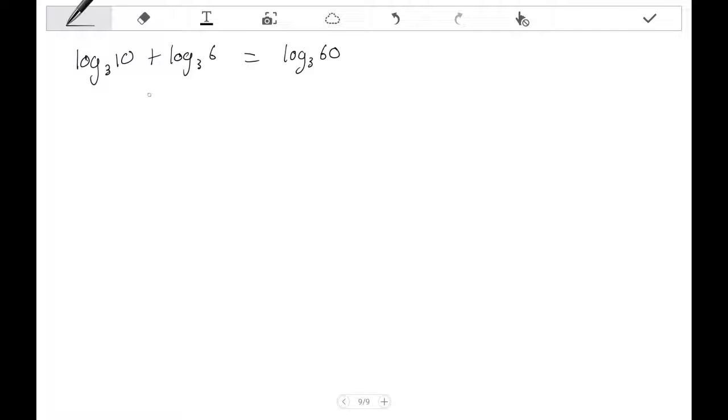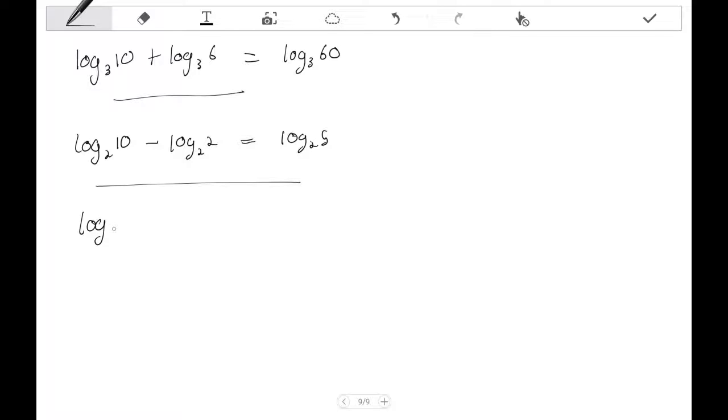Okay? Similarly, what would log base 2 of 10 minus log base 2 of 2 be? Well, it would be log base 2 of 5 using the division law. And then one more, what would log base 10 of 3 squared be able to simplify to? Well, it would be the same as 2 log base 10 of 3 using the power law, sorry.